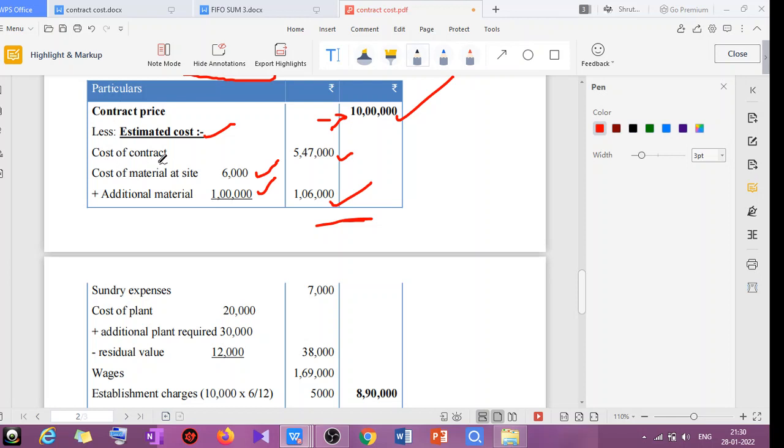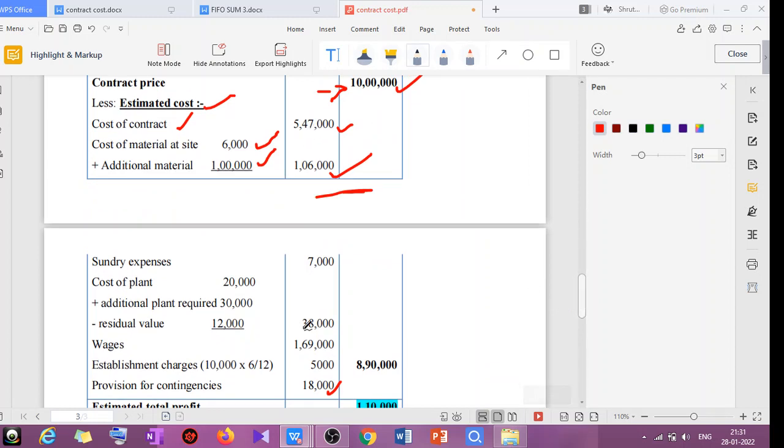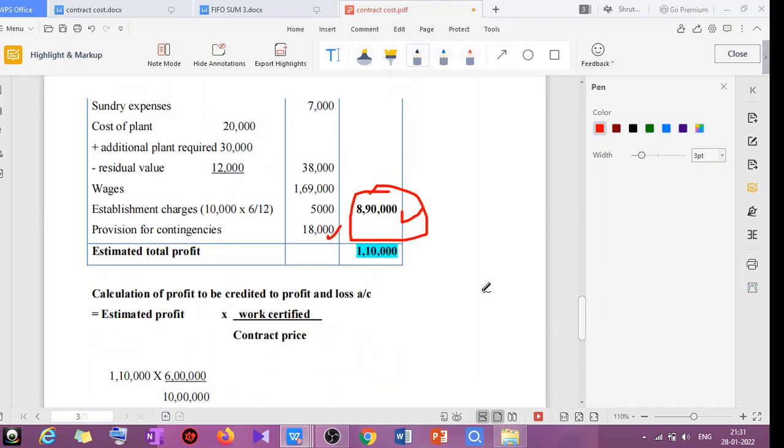One is the cost of the contract. Then the extra expenses which we have incurred for the extended contract. Okay, that should be added. So it comes to 8,90,000. So this will be the estimated cost. Okay, from the contract price, deduct your expenses. So what will be the estimated total profit? 1,10,000. I hope it is clear to you till here.